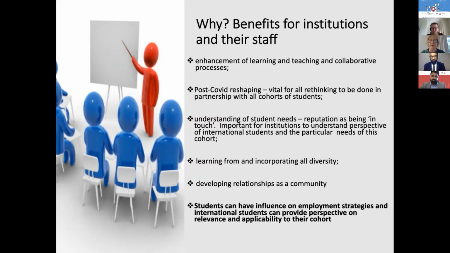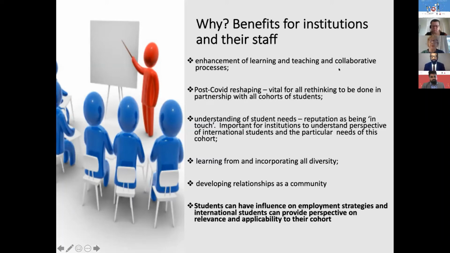It's really important that they understand your needs, and they have a reputation as being in touch, and it's especially important for institutions to understand the perspective of international students and the particular needs of your cohort. And the only way they are really going to do that is if you make them listen, by being involved and being in or on whatever university, institutional or sector bodies are available to you in whatever way. And Danielle outlined a very comprehensive list of ways in which you can become involved.